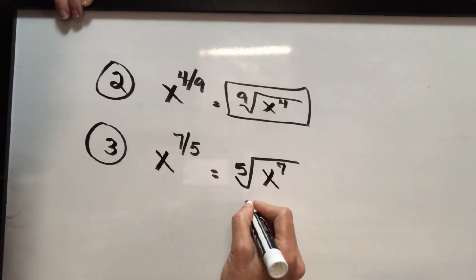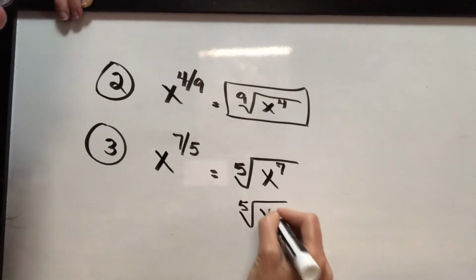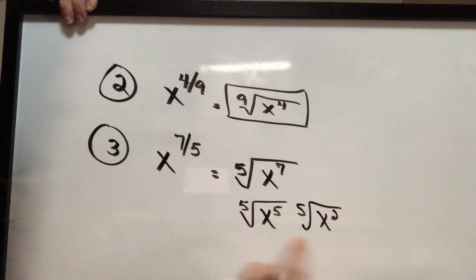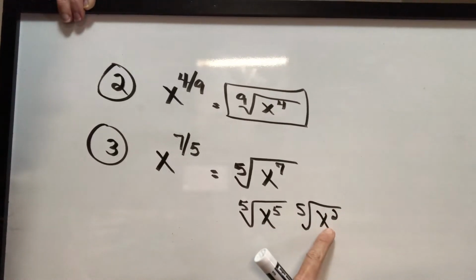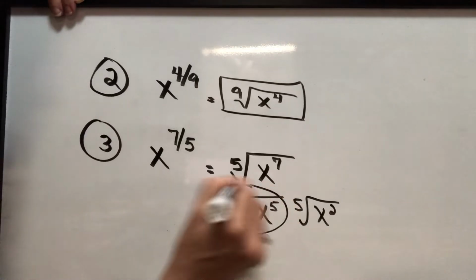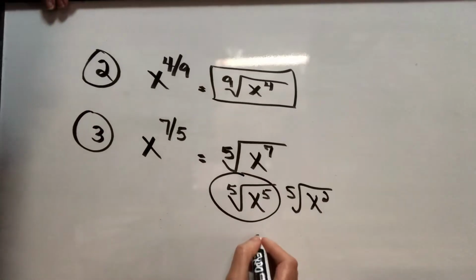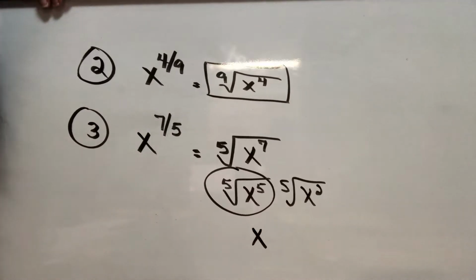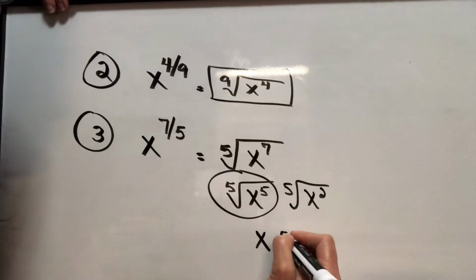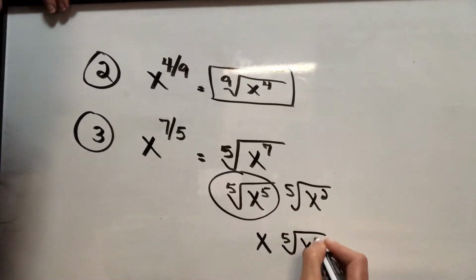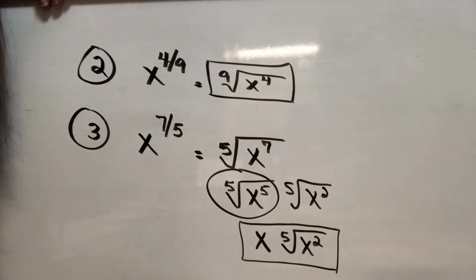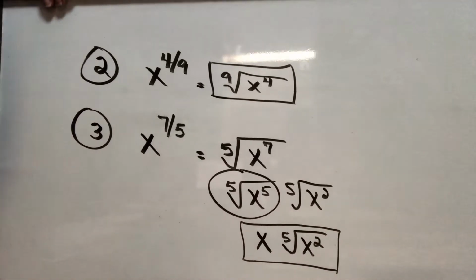So you would break up 7 into 5th root of x to the 5th and then 5th root of x squared, because x to the 5th times x squared would be x to the 7th. So this one is perfect because 5 divides by 5 evenly, so that would be x to the 1st power. You don't have to write the 1. And then this one is not perfect, so you would keep it the same. So it'd be 5th root of x squared. So your answer would be here, x times the 5th root of x squared.